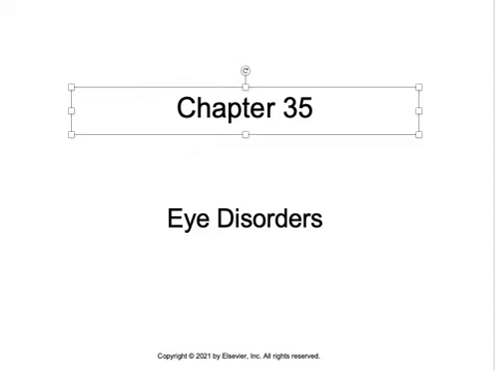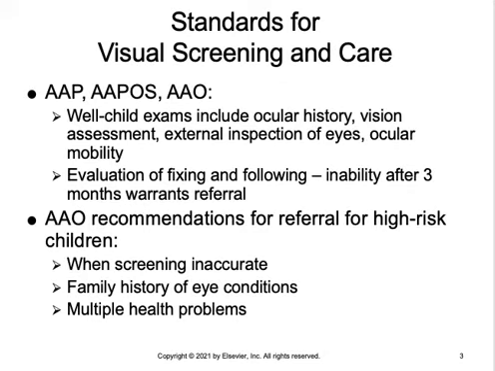So we're going to look at some common eye disorders and just go over a few of the slides in chapter 35. I wanted to point out to make sure that with all well child exams, we're getting some sort of history on vision assessment, as well as including a physical exam of the eyes. And the American Academy of Pediatrics recommends anything after 3 months of age, any kind of abnormalities with being able to follow and track, to be referred to ophthalmology.